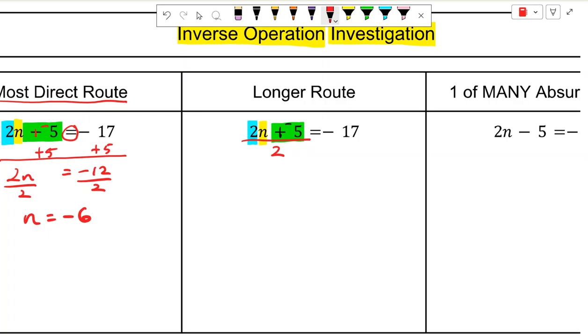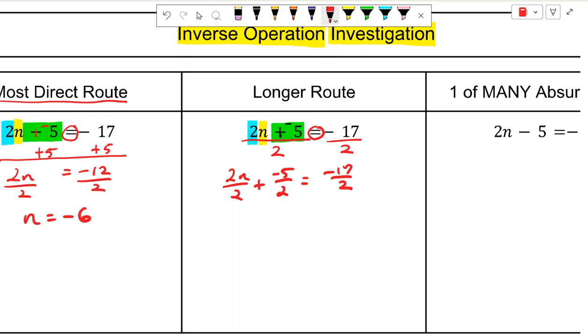Now you have to divide the whole entire side by 2. And you know that property of equality, if you divide one side by 2, you have to divide the other side by 2 to keep it equal. All right, let's move on. This says 2n divided by 2 plus -5 divided by 2 is equal to -17 divided by 2.